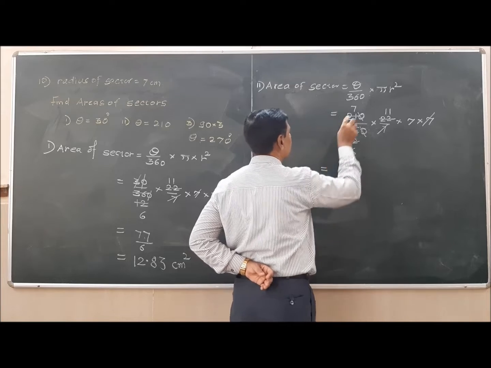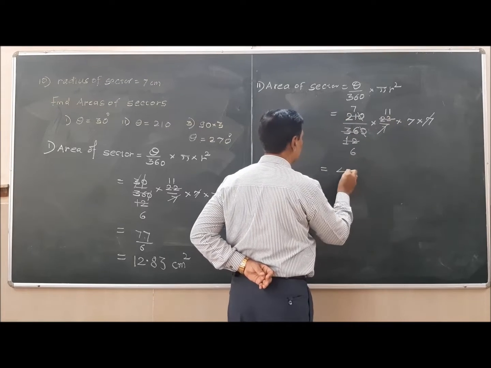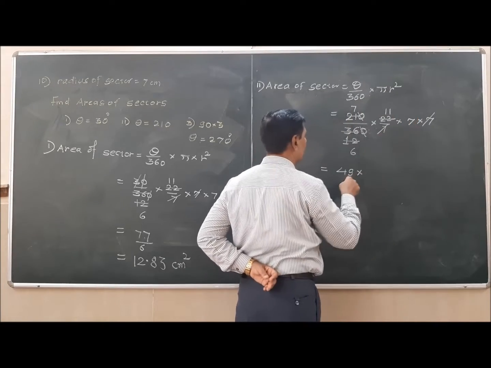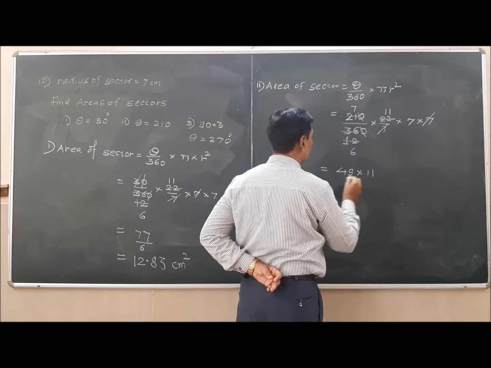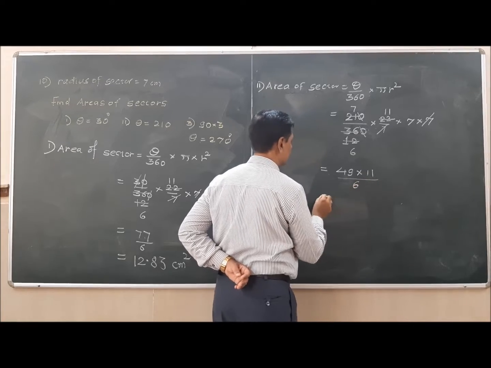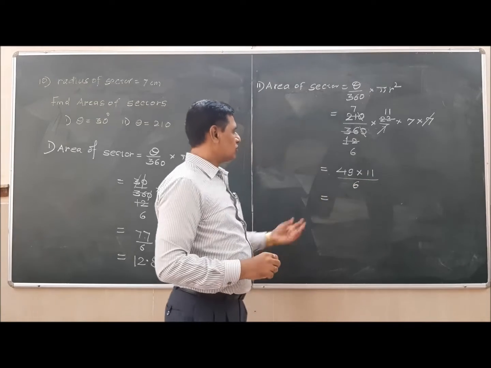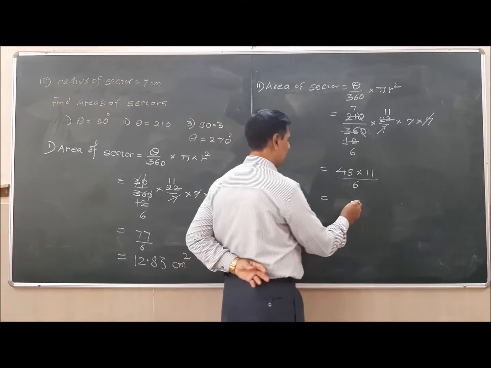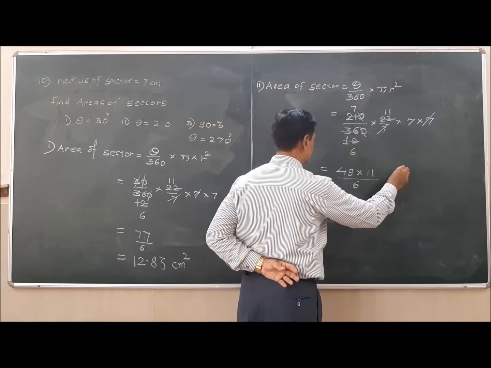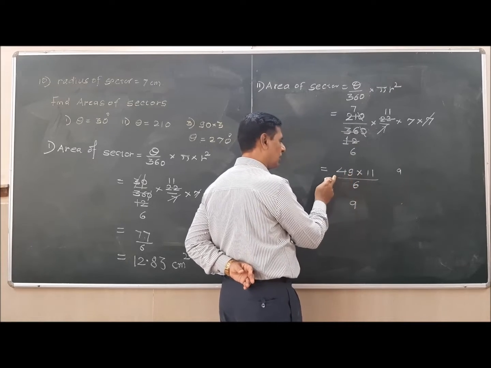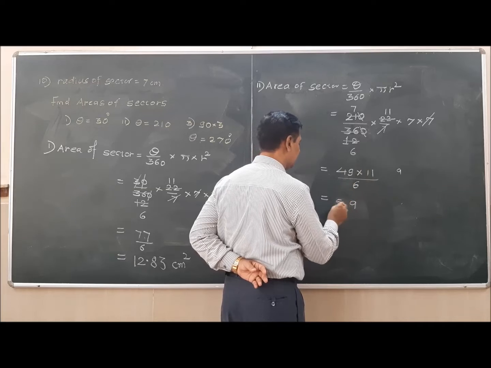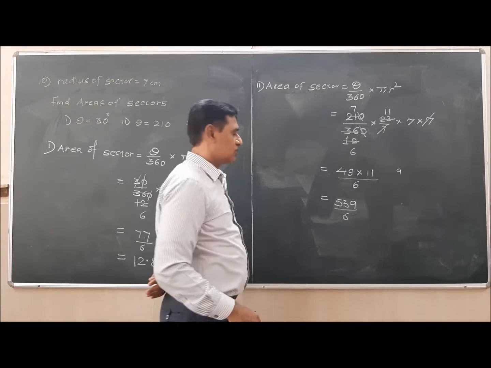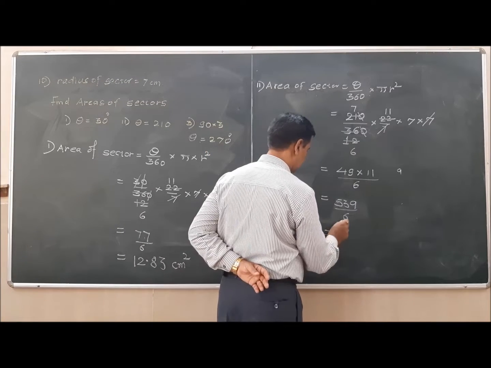Next to that is 7 sevens are 49 into 11 upon 6. Try to understand again, 7 sevens are 49 into 11 upon 6. Now I am going to multiply 49 with 11. 11 nines are 99. Carry 9. 11 fours are 44 plus 9 is 53, upon 6. So you will find 6 eights are.